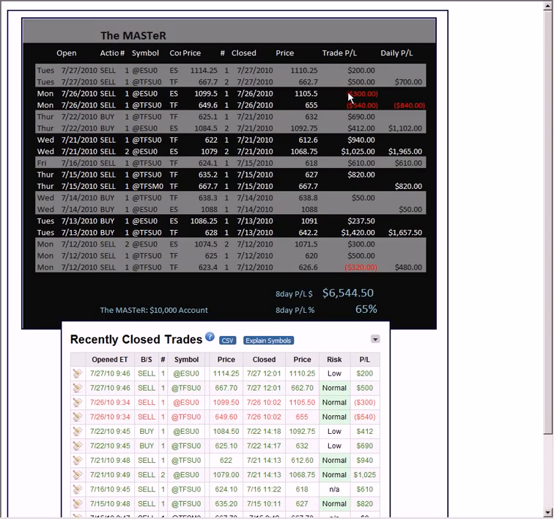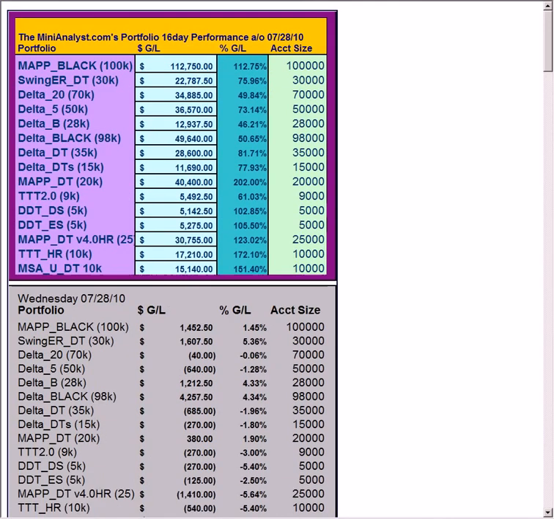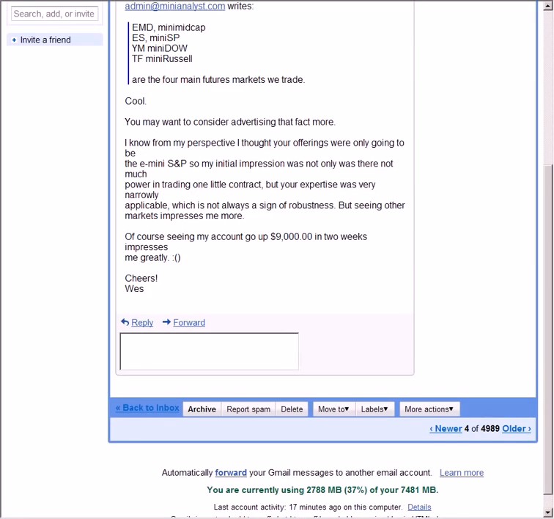We are running out of time, but I also wanted to show you guys this email from a client who started a couple of weeks ago in a conservative portfolio. Just wondered how many markets we traded. E-mini S&P, we trade 4 primary futures contracts. And cool, you may want to consider advertising that fact more. I know from my perspective, I thought your offerings were only going to the E-mini S&P.